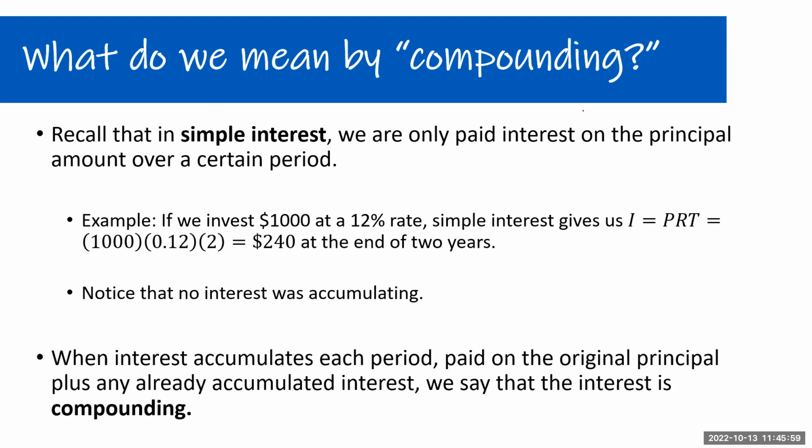More commonly, we see interest accumulating during the periods. That happens for loans when we owe money, and it also happens when we invest money into savings accounts and other types of interest-bearing accounts. So when interest accumulates each period, it's going to be paid on the original principal plus any interest that has already added. So if you're earning interest each month, then each month, assuming you're not making any other withdrawals or transactions, you're going to be getting paid a little bit more because you're going to be getting paid on that accumulating total. This is what we refer to as compounding.